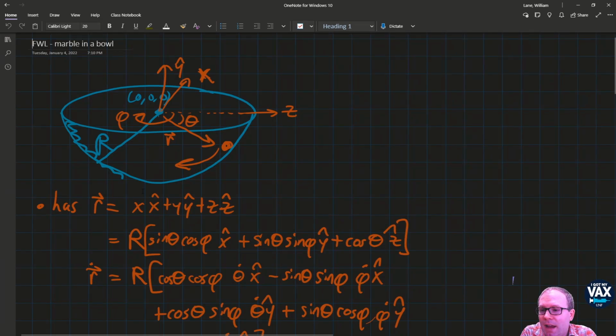So to build a position vector, this marble has a position vector of x x-hat plus y y-hat plus z z-hat. You can always start with that. Some problems it might be easier to write it differently, but we can always start with that and then work in Cartesian coordinates, at least to start out with. So the Cartesian coordinates are nice. We like them because the x-hat, y-hat, and z-hat are uniform and constant. They don't change depending on the point you're at.